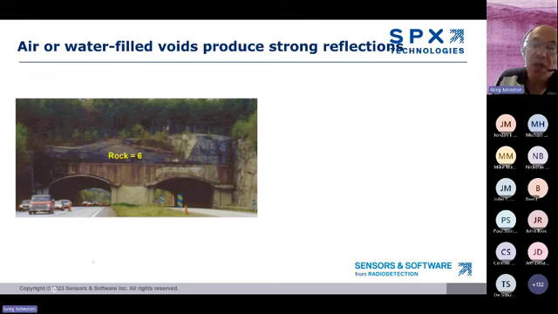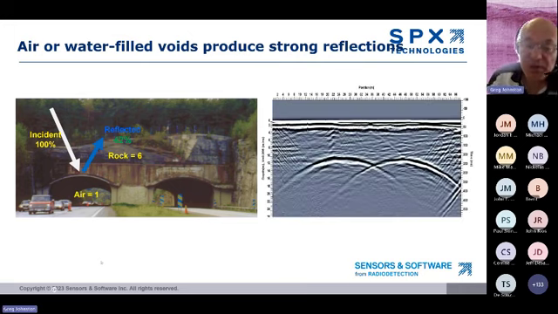Rock has a dielectric permittivity of 6. Air has a dielectric permittivity of 1. The reflectivity of a tunnel or cave or cavity is 42%. This high reflectivity means the car tunnels show up as strong reflections in the GPR data. Now, keep in mind, the same is true if the void is water-filled. You still get that high contrast reflectivity.